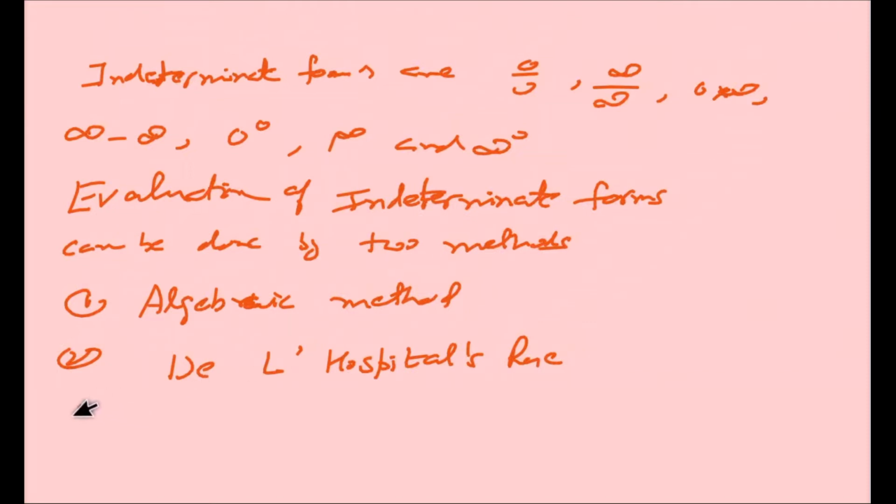Now, the complete name of this mathematician is Marquis de L'Hospital. This rule is given by this mathematician, so we call it L'Hospital's rule. Now if we take the form 0 upon 0, then we are going to describe this form.